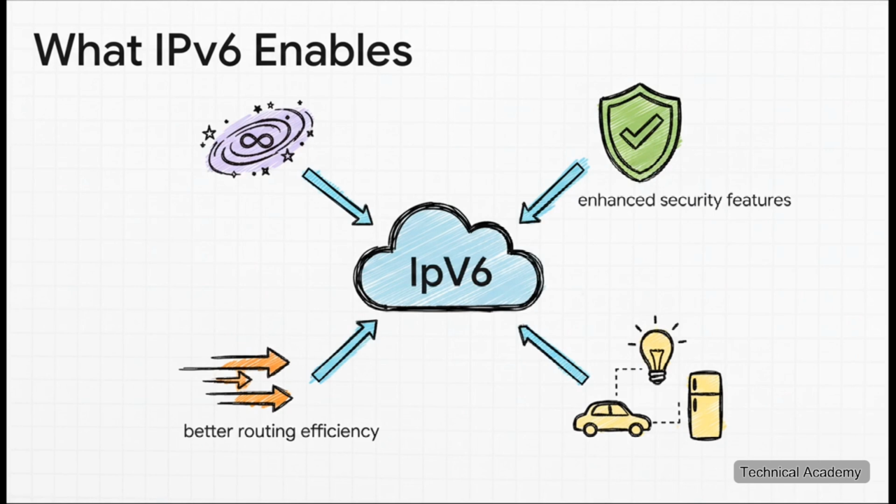And IPv6 is about so much more than just having a ton of addresses. It was designed from the ground up with the modern internet in mind. So it brings things like enhanced security features, much better and more efficient data routing. And this is the big one, it provides the foundation for the Internet of Things. It gives us enough addresses to connect literally anything we can possibly imagine to the network.